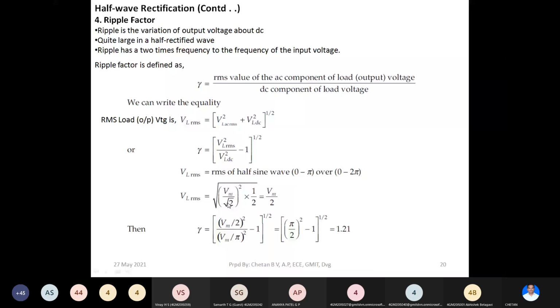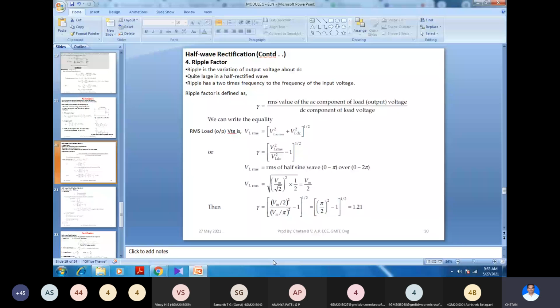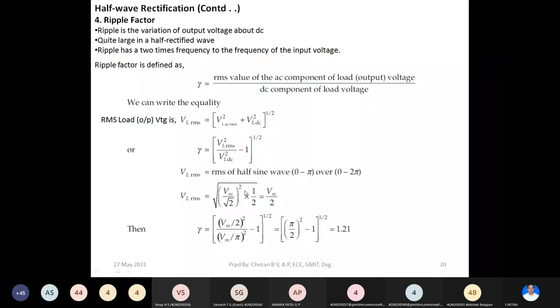So you are taking the mean. Mean means there are two samples. You have taken two samples. Therefore, first value of the sample plus the second value of the sample, which is 0. First value plus 0 divided by 2. So it is 1 by 2. So approximately VLRMS is Vm by 2.